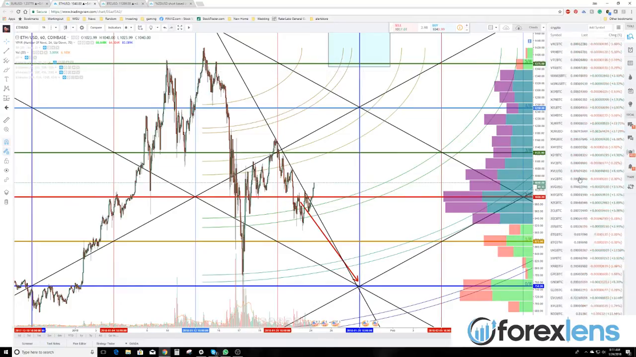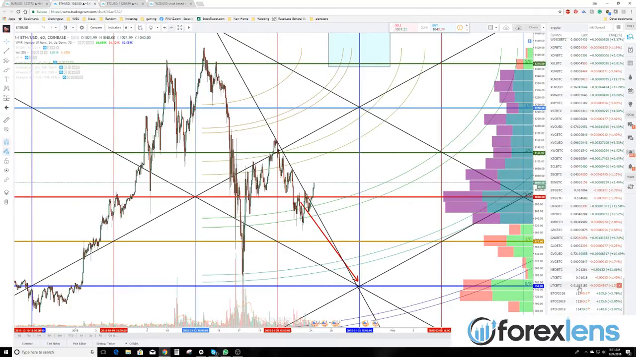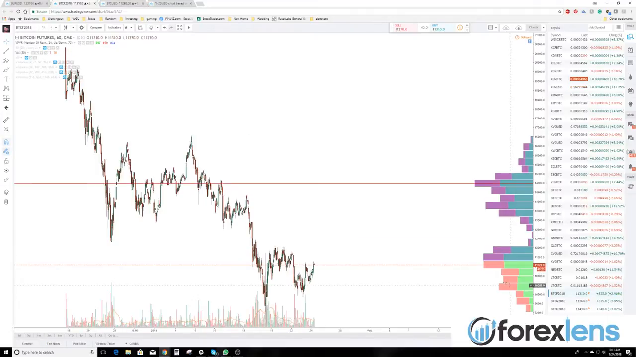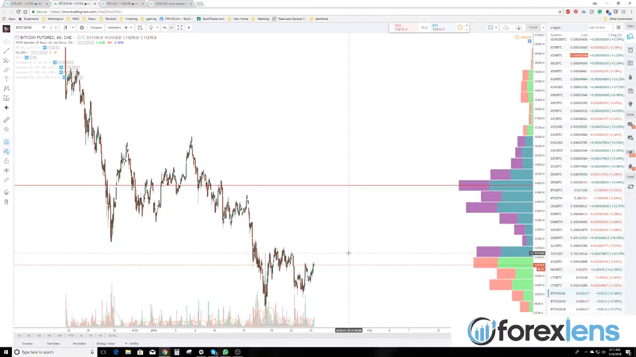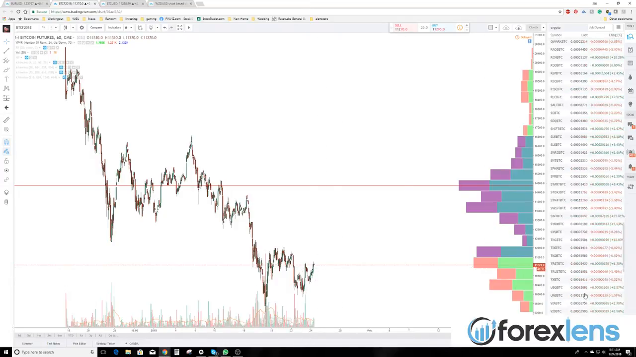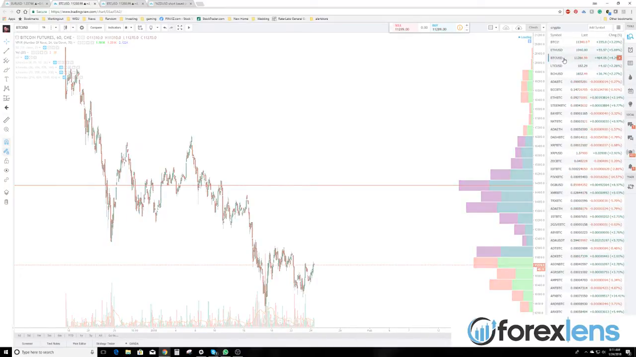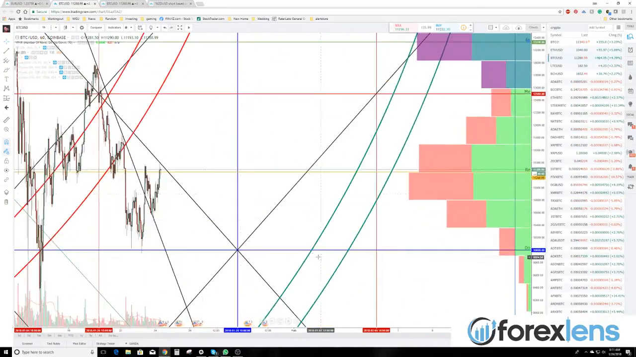Bitcoin futures. The contract that ends this week is right here, $11,310. So that's what the people holding the contract have. This is trading at a premium to the spot price right now. $11,310. That is $300 more than what we are currently at. Never mind. No, we're not.